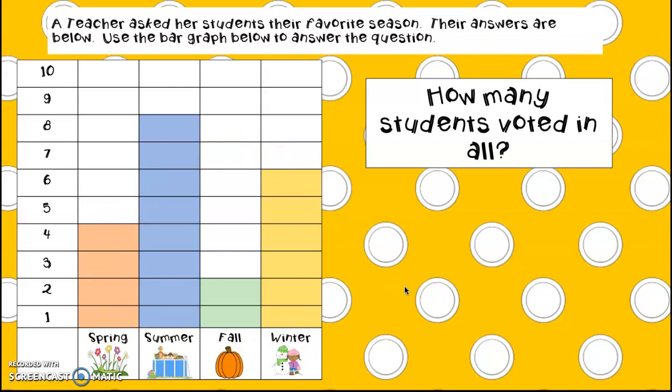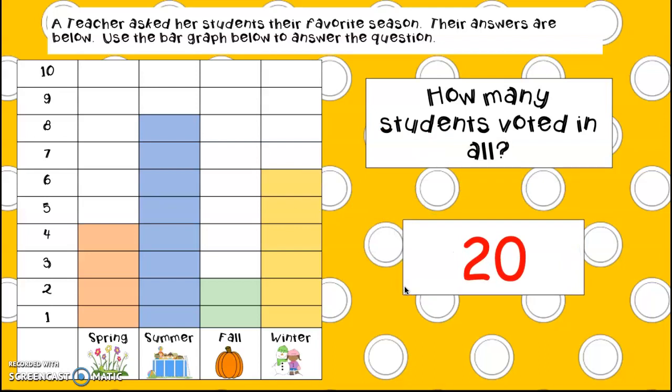Ready for the answer? Let's see how many students voted in all. 20. So you can just count these individually. I like to start with the largest number and then start counting, but you can do it however works for you. So 8, 9, 10, 11, 12, 13, 14, 15, 16, 17, 18, 19, 20.